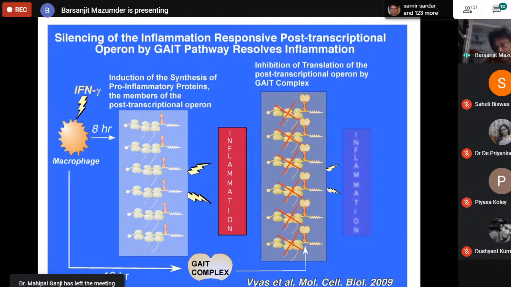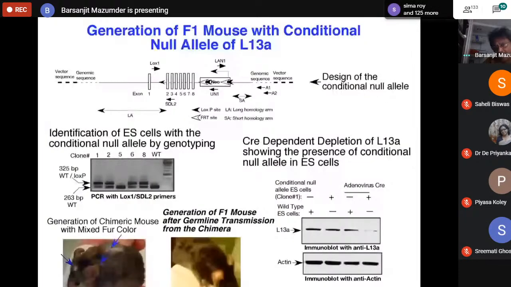So how to test that hypothesis? See, a hypothesis doesn't make any sense if it is not testable. So we have tested the hypothesis in a more direct, but a little bit challenging way, by generating an F1 mouse of the conditional null allele of L13A. So in this mouse, only in the immune cells, mostly macrophages and monocytes, there will be no L13A, but not in other organs. How have we generated it?